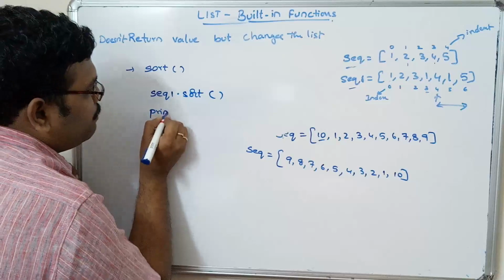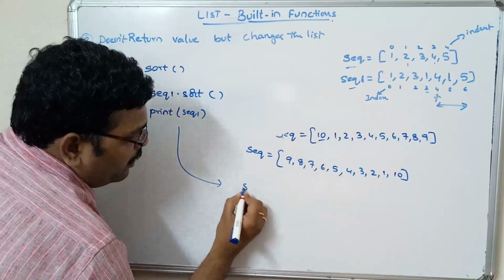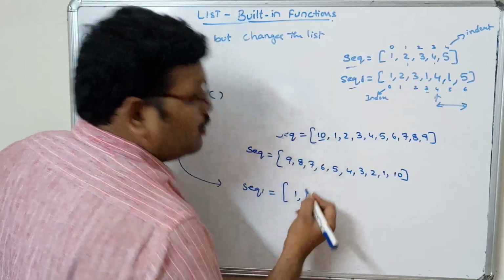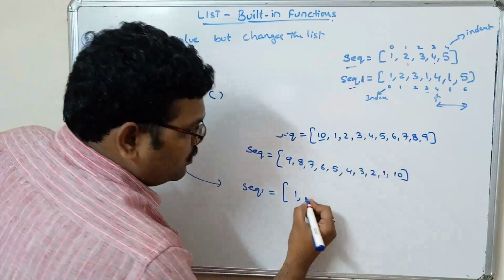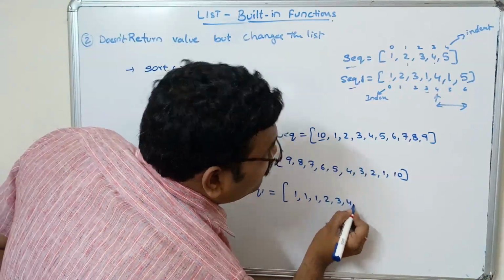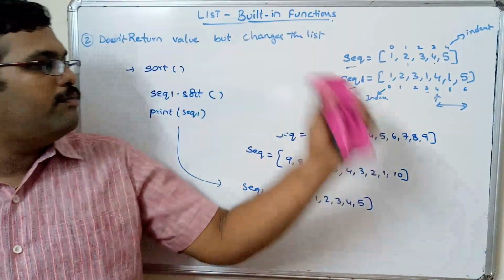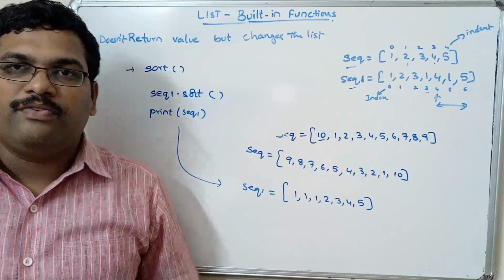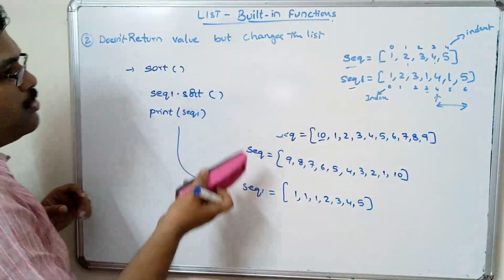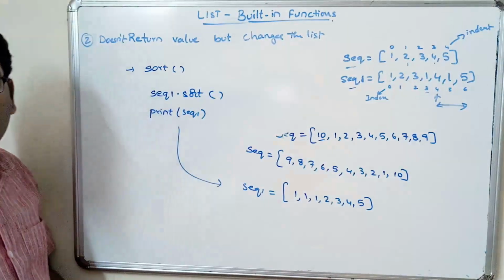So if you try to print the sequence1, this will print sequence1 is equal to, so here 1, and there are two more ones, so 1 comma 1 comma 1, 2, 3, 4 and 5. So this will be the result of this sort function. So it will sort in an ascending order, right? So here also no value is returned, but the list has been changed, right?